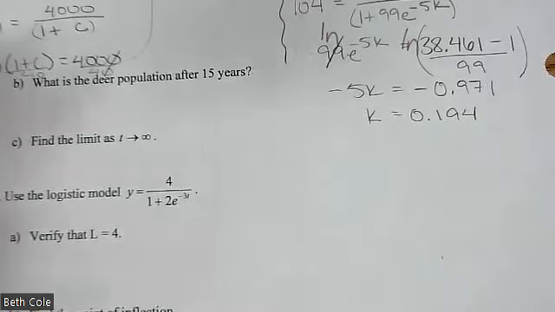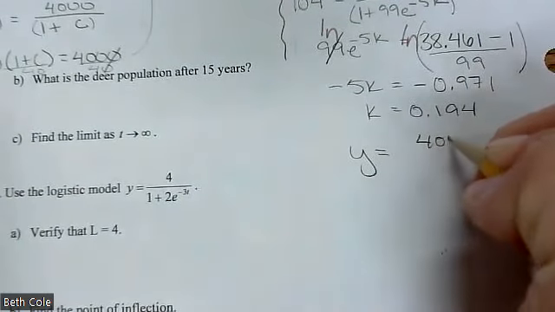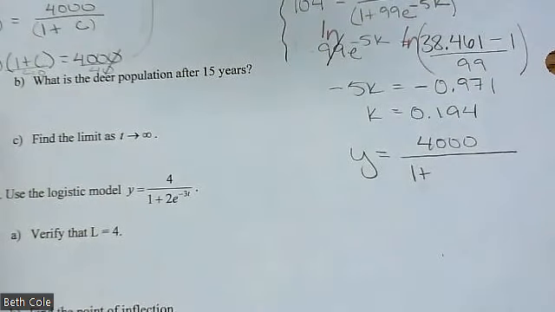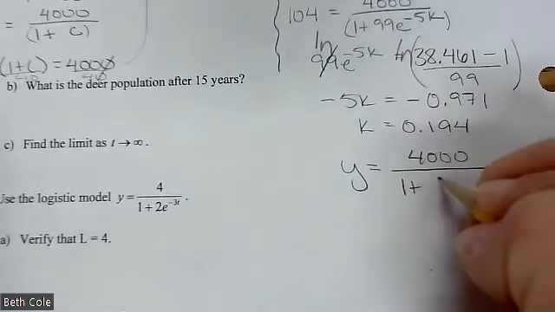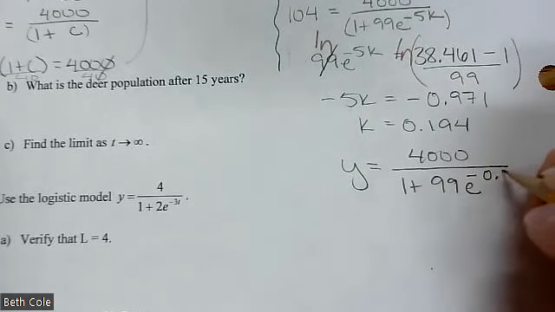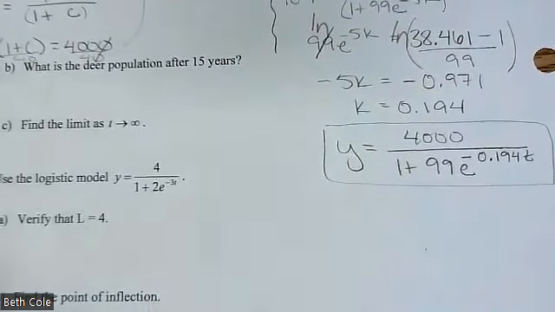All right, so if you're going to write out the whole equation, it is Y equals 4,000 over 1 plus, what did we get for C? It was 99, right? 99e to the negative 0.194t. So that's like your official equation for the whole thing. But you're just finding all the missing pieces. I get that the calculator work is intricate. I get that that's a lot of typing and a lot of storing. But in essence, you are just plugging in what they gave you and solving for what you're missing. So at the end of the day, that's what you're doing.